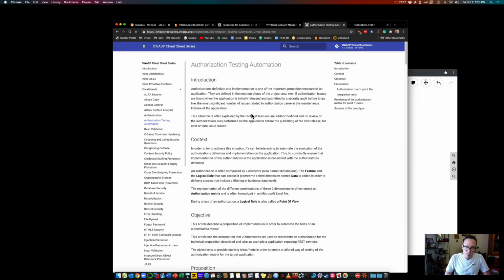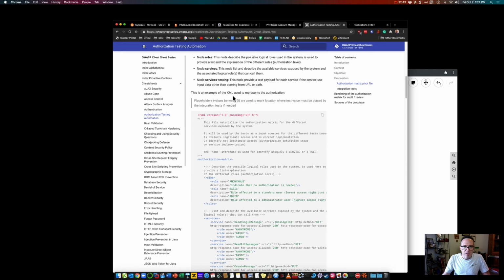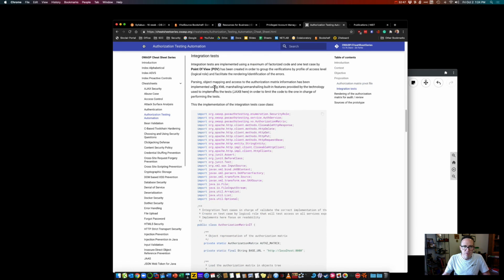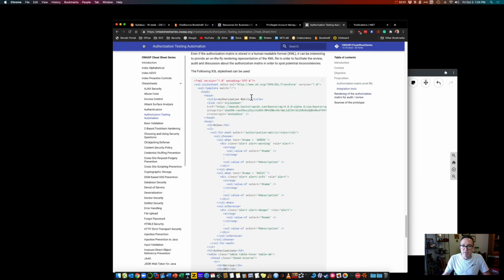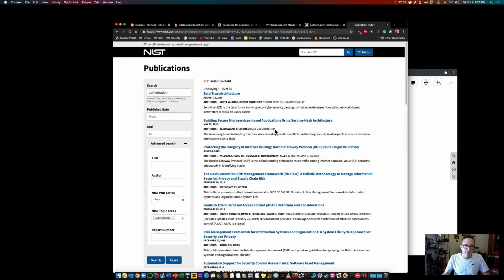Also, again, cheat sheets. I know I talked about some in previous lectures. I can't say enough about the OWASP cheat sheets. They're fantastic. Here's an example, XML. It's going to go into integration testing, just how you can test and verify this stuff. It's fantastic. And NIST again.